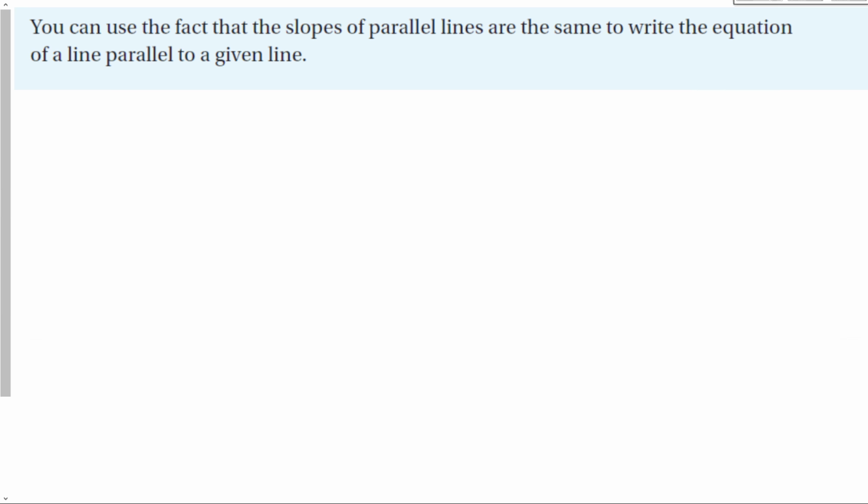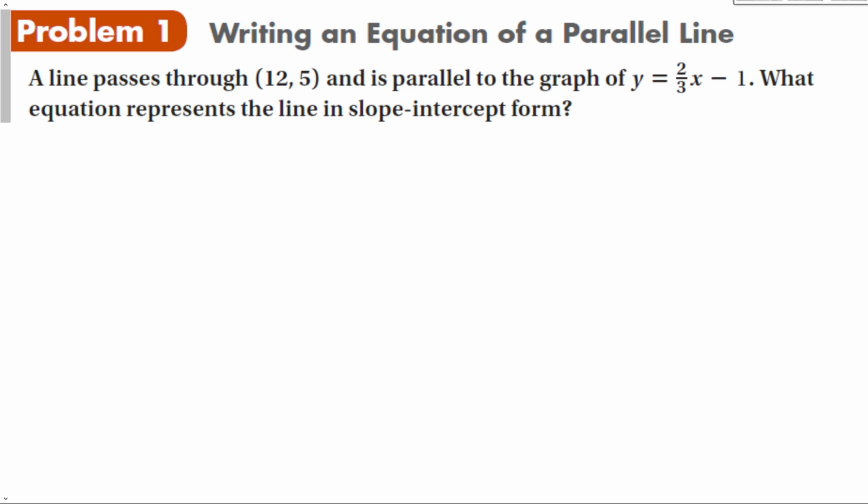And we can use the fact that slopes of parallel lines are the same to write the equation of a line parallel to some other line. So, if I have a point and another line, I can write the equation of a parallel line. So a line passes through (12, 5) and is parallel to the graph of y is equal to 2/3 x minus 1. What equation represents the line in slope-intercept form? Well, to start, I don't know where this line intercepts because it's not going to be -1, because this line that is parallel to this line is going to have a different intercept.